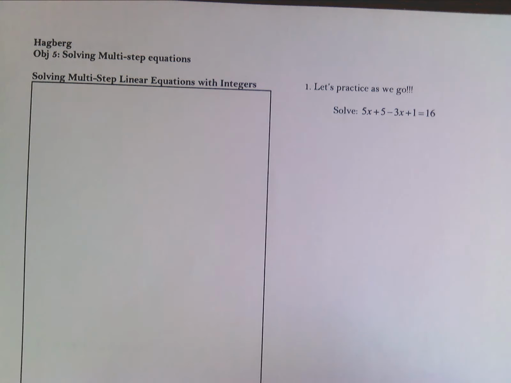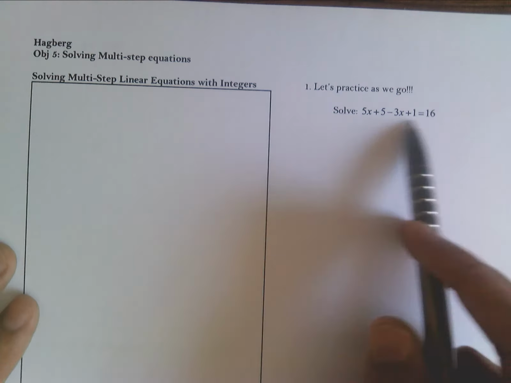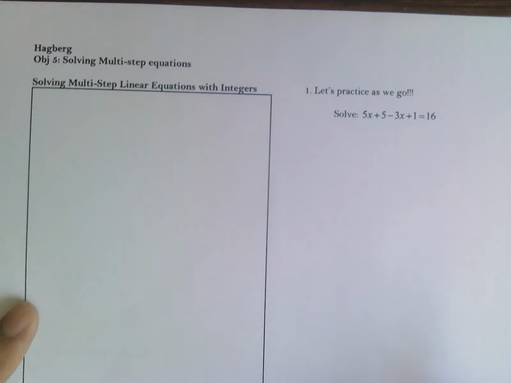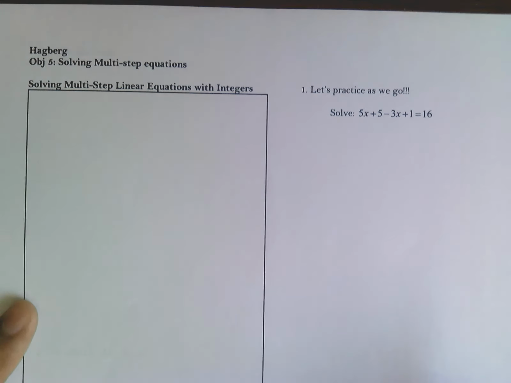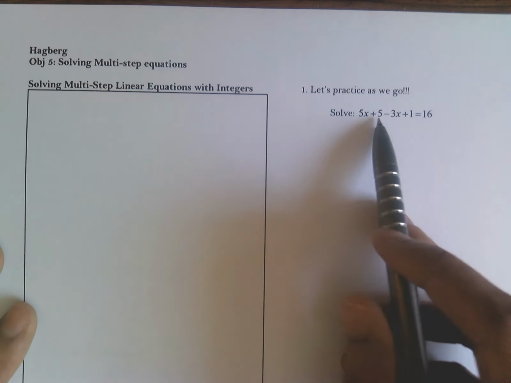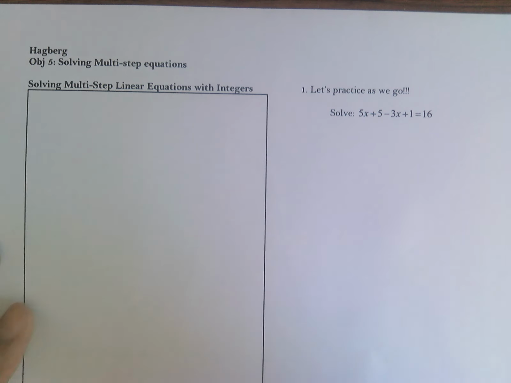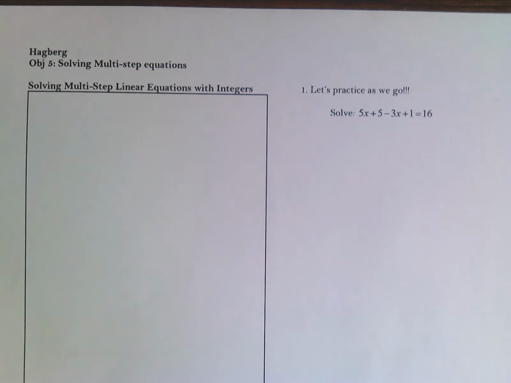All right, here we go with objective 5, which is solving multi-step equations. In this objective, we're going to be looking at equations that look more like this. The difference between this equation and ones that we've seen in the past is that this one's a little bit more complex. We've got multiple x terms on the left-hand side of the equation. We've got multiple constants, so just numbers, also on the left-hand side. So there's going to be a little bit more work, a little bit more combining like terms, but otherwise, once we do that, it's pretty much the same.